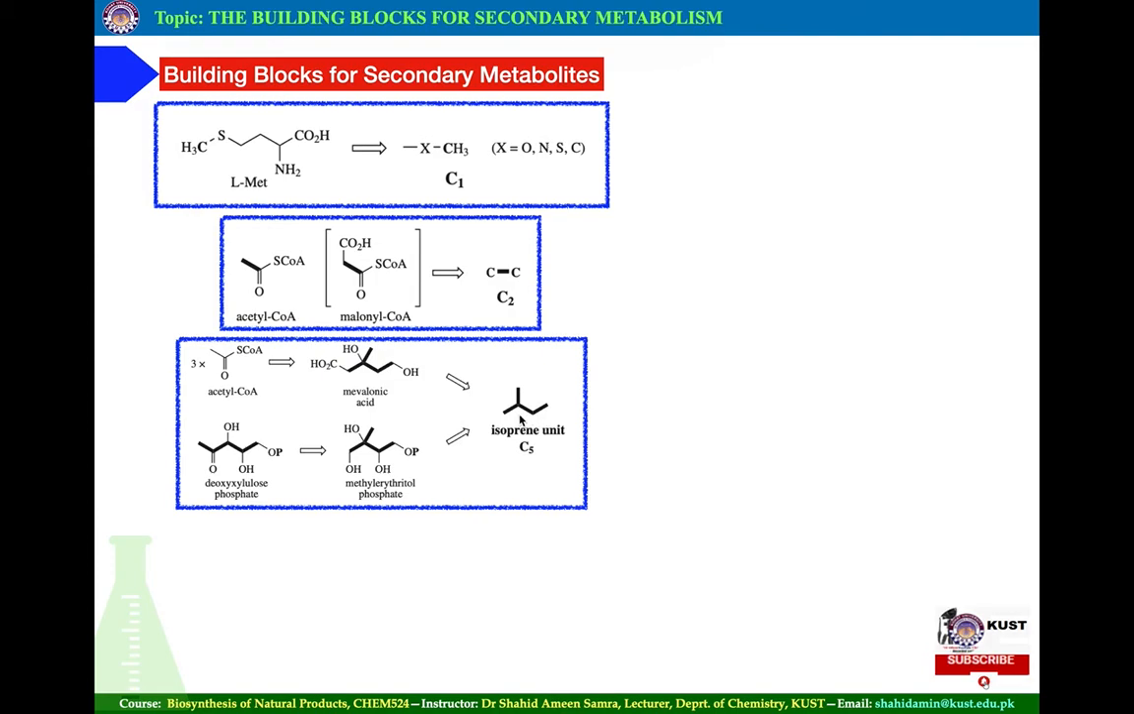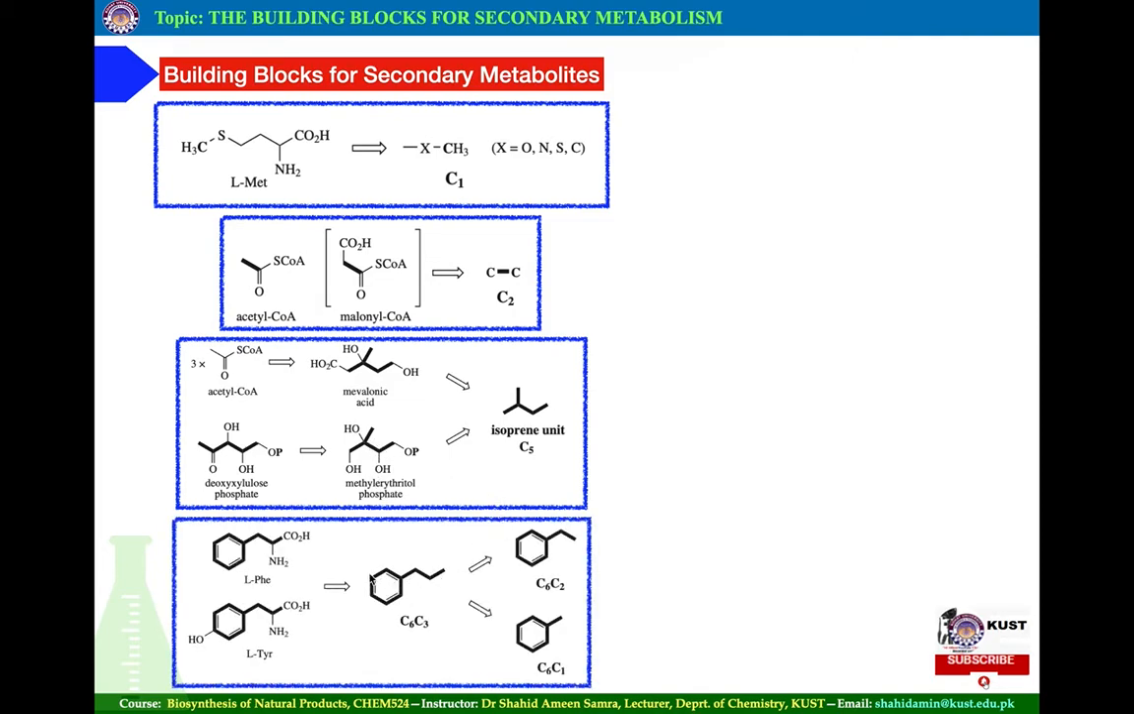Isoprene unit is produced from 2 types of molecules. One is acetyl coenzyme A, the other one is deoxyxylulose phosphate. 3 molecules of acetyl coenzyme A combine in order to give rise to what we call mevalonic acid, and this mevalonic acid is a very important molecule for the biosynthesis of terpenoids. The basic unit is isoprene unit. And the second one, deoxyxylulose phosphate, also results in the formation of isoprene unit. This is through methyl erythritol phosphate.